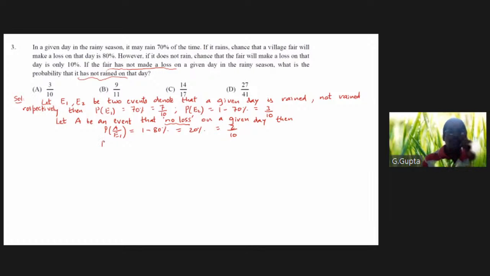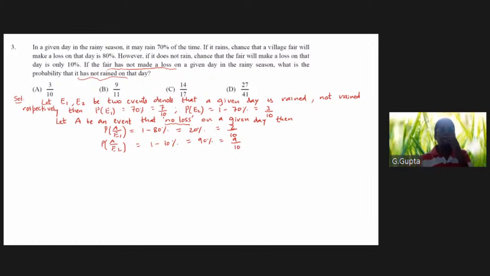Similarly, P of A given E2. What is the meaning of A given E2? If it is not rained on a given day, the probability that the village has no loss. If it doesn't rain, the village loss is 10%, but the question is related to no loss. So 1 minus 10%, that is 100% minus 10%, 90%. 90% means 9 by 10.